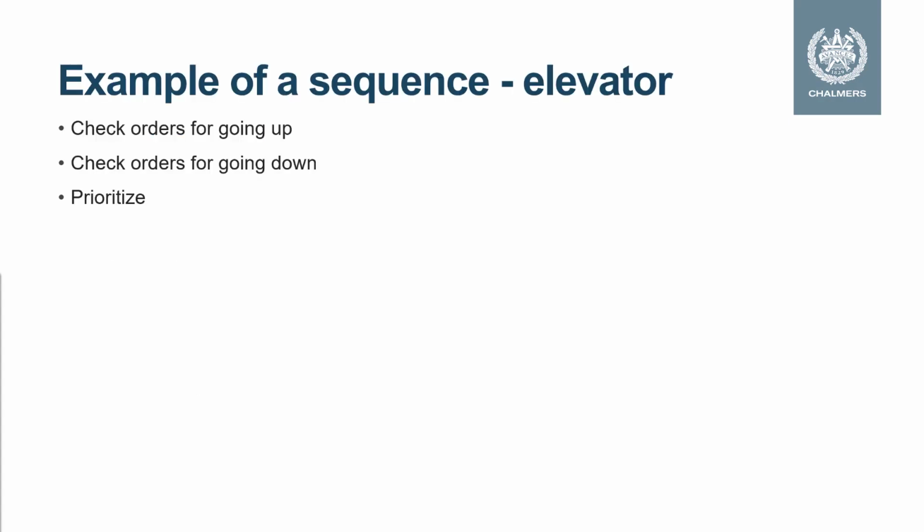As an example of a sequence where we need to have things happening in the correct order, I have used the program of an elevator. The elevator program needs to start by checking in which direction the elevator should go. Are there orders for going up or for going down, or maybe both? And then the program should make a decision on in which direction to go. Then it starts the elevator in the chosen direction.